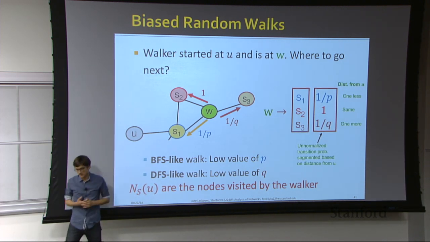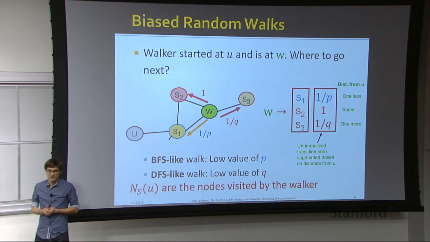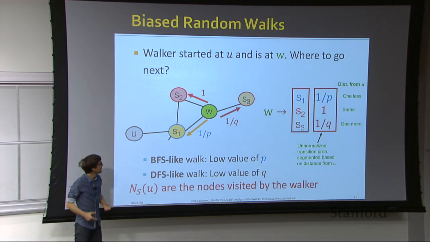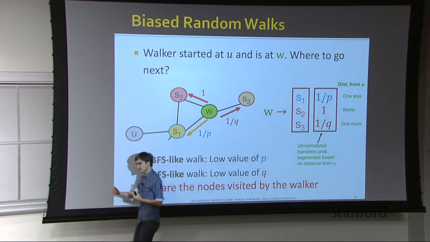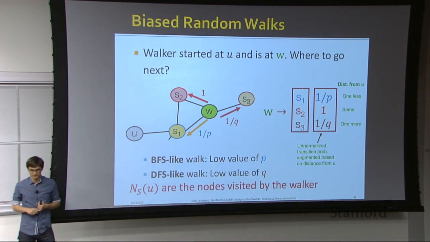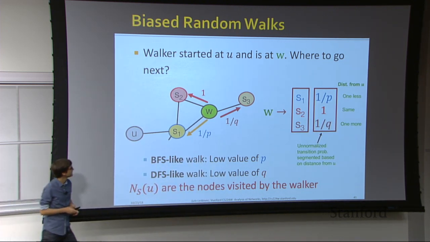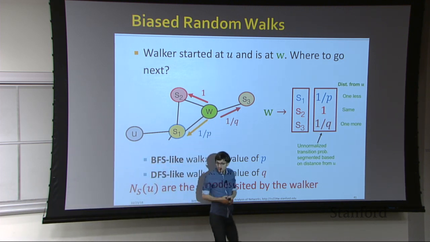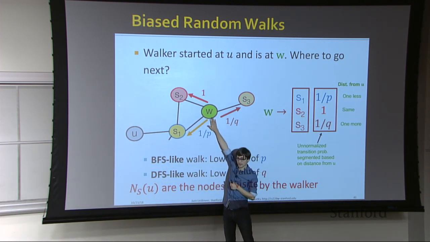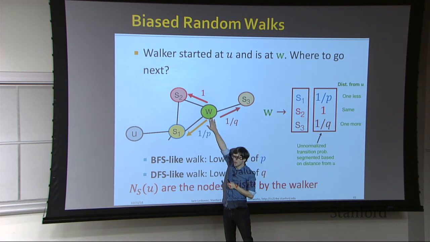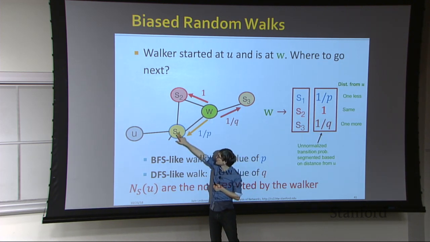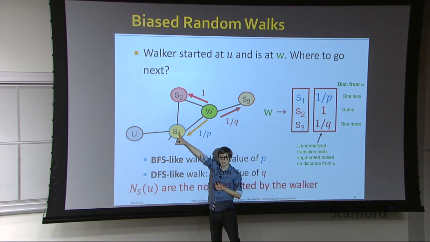Okay? Yes? The random walk only has one step of memory, right? It doesn't actually remember where it originally started from? The random walk has, yes, one step of memory. It knows where it came from. So in this case, W would only know that it came from S1, not really from you. But it knows where it came from and it knows what distance this node was at.